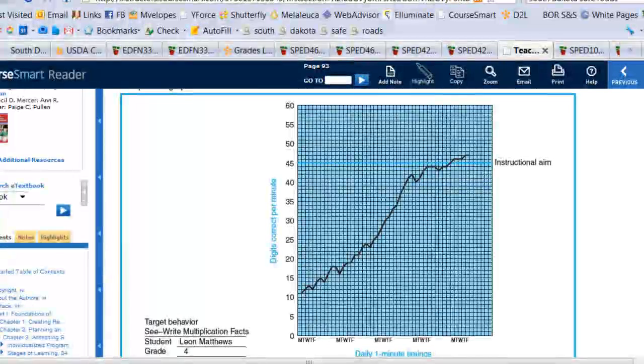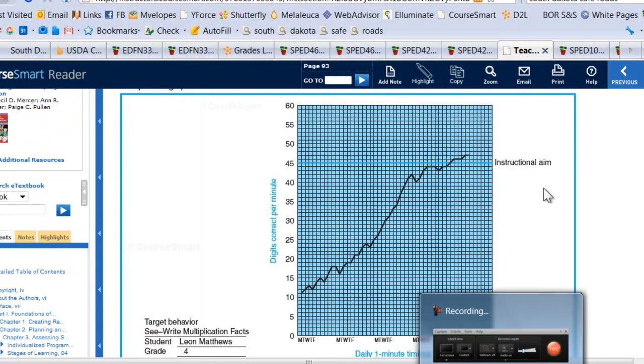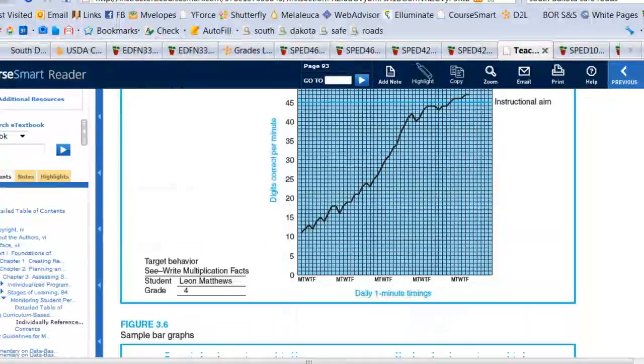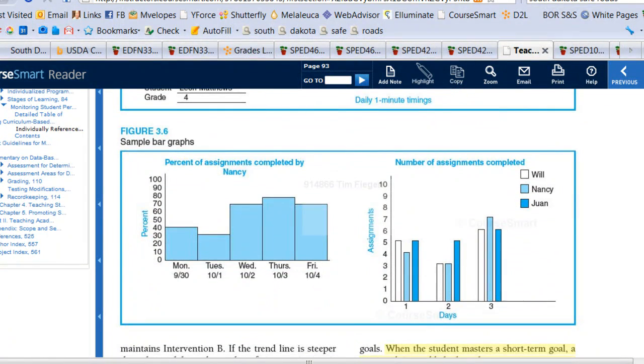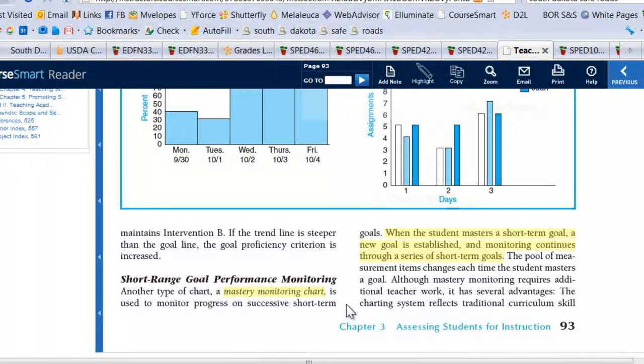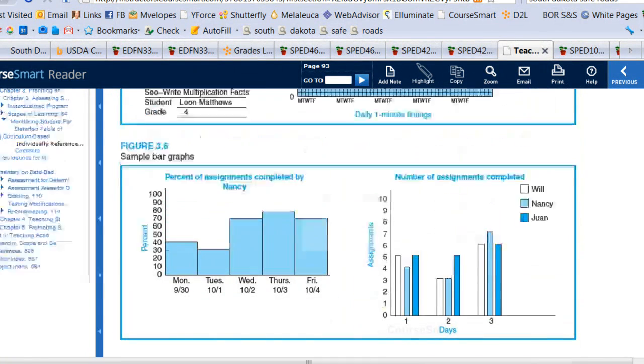I want to take you back to the textbook. And there's where I got that graph there. And here is a bar graph, which I think is okay, but it's just a little hard to use. And short range is a mastery monitoring chart, how to know what they're mastering. When a student masters a short-term goal, a new goal is established. And monitoring continues through the series of short goals.